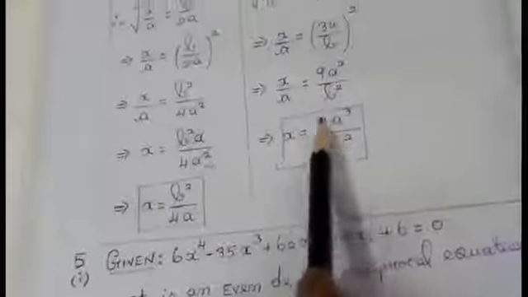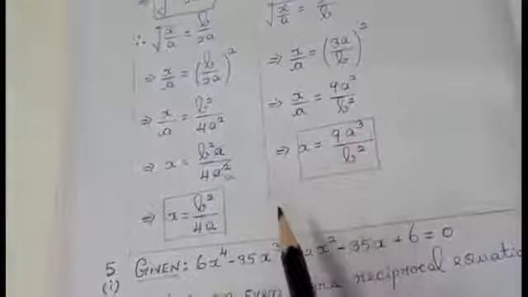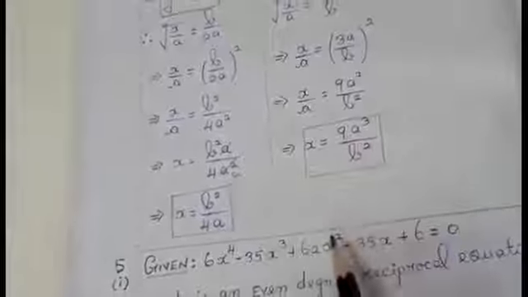So finally I am getting the answer as x is equal to b square by 4a and x is equal to 9a cube divided by b square. It takes time. You have to do the calculation and see, students, and if you are having any other method in short also you can apply it, no problem.